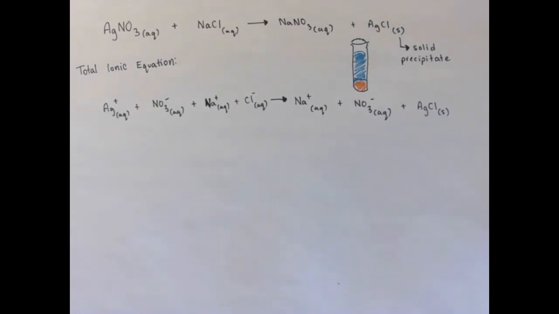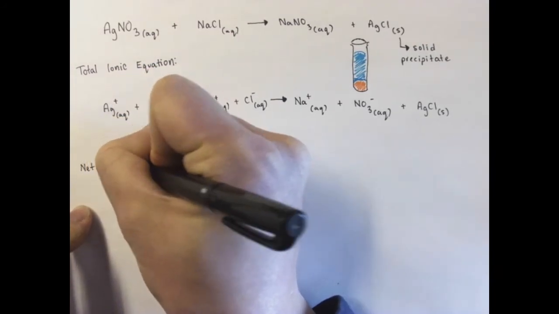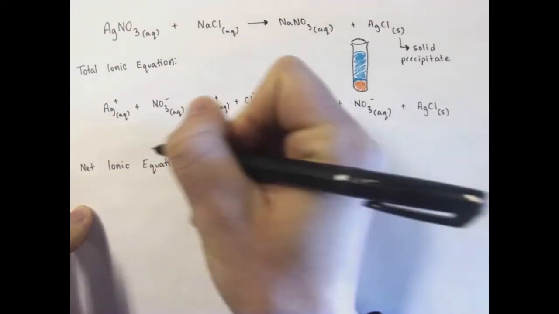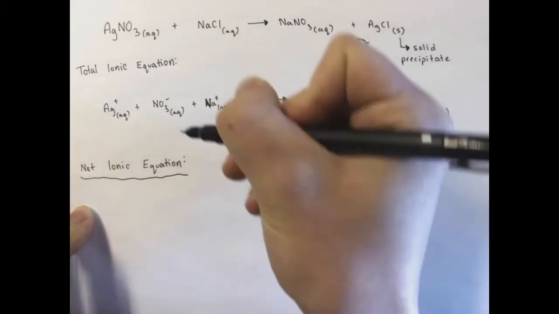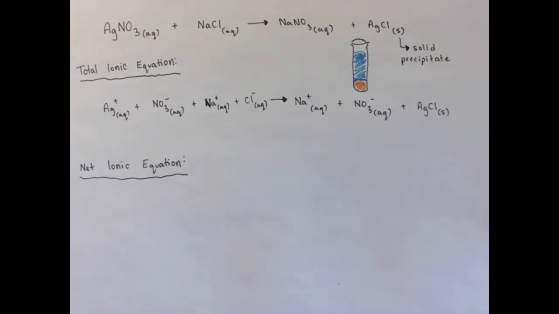But what I'm going to do now is I'm going to get rid of some of the fluff, some of the stuff that doesn't change. And in that process, we make something called the net ionic equation. So once you write a total ionic equation, to turn that into a net ionic equation, you need to get rid of the stuff that doesn't change. And to figure out the stuff that doesn't change, we need to look at the entities that do not change state. Basically, we're looking for things that don't change at all. They don't change their state, they don't change their charge. So what are those things?